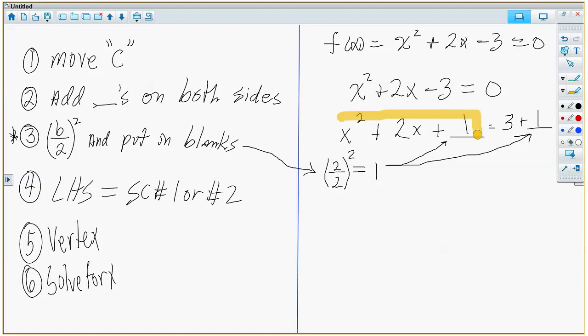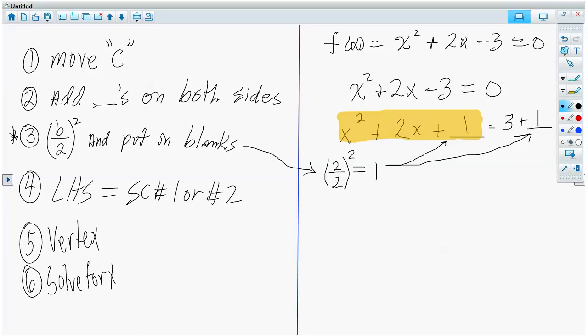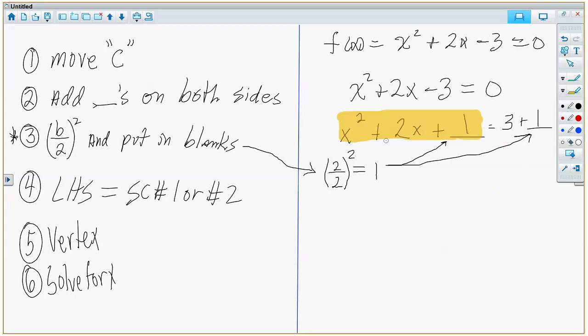Number 1 or 2 on the left-hand side. Now, if you're one of those people that have consistently said that you're not going to learn the shortcuts, then you're going to suck at this. Okay? And you'll probably fail the test. So, shortcut number 1. So that gives me x plus 1 quantity squared is equal to what?